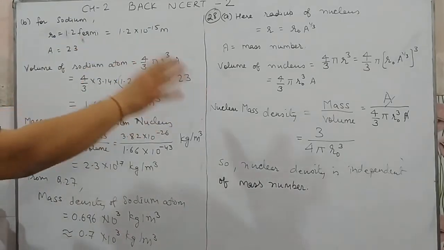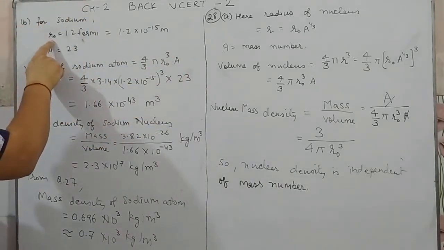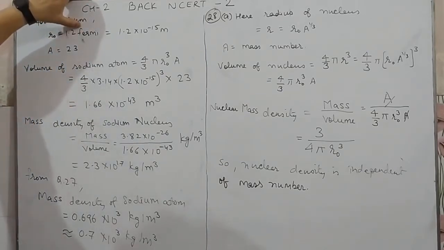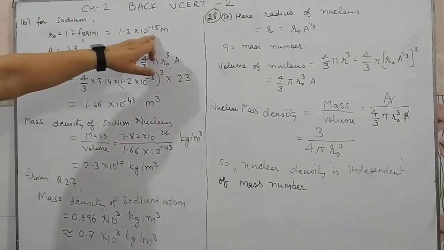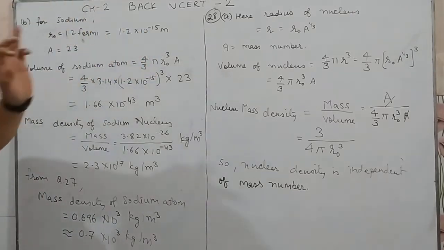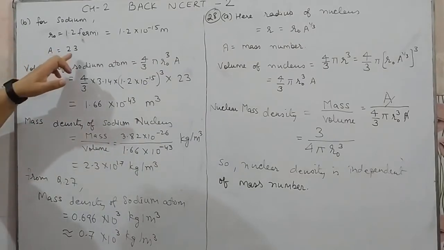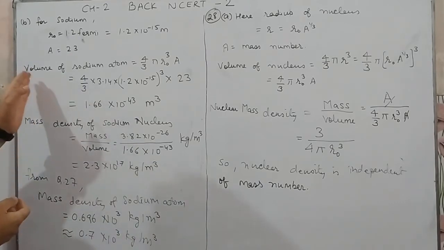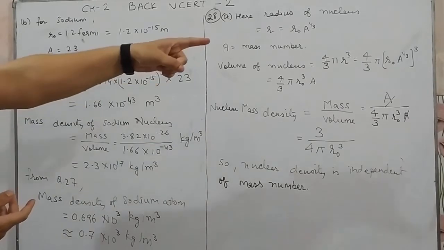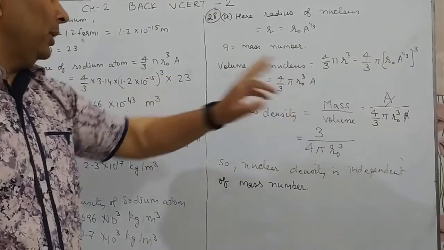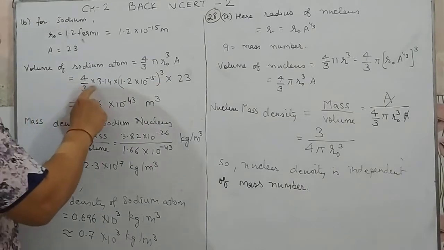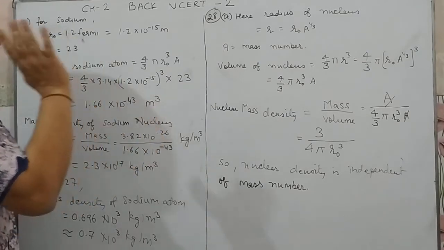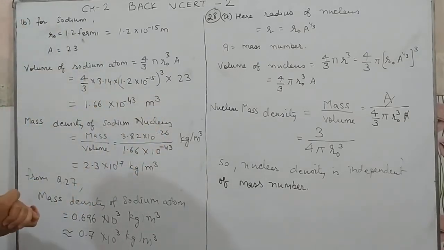In the second part you need to find the density of the sodium atom, so we are using the same result here. For sodium, they have given us the value of R naught, which is equal to 1.2 Fermi. They have written Fm in the book; Fm is Fermi, and 1 Fermi is equal to 10^-15 meter. The mass number A is given to be 23. Then the volume of the sodium nucleus, again using the same result, is 4/3 π R naught cube A. We put in the values: 4/3 into 3.14, the value of R naught, and the value of A. The result is this, so we got the volume of the sodium nucleus.